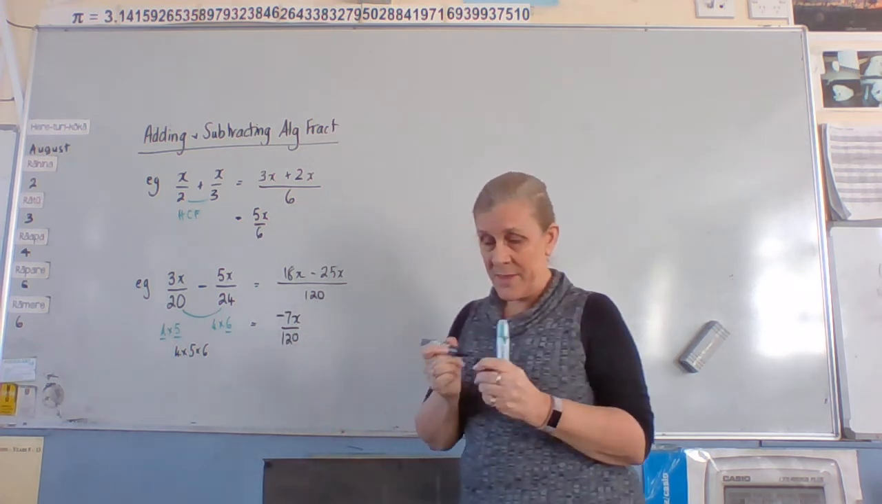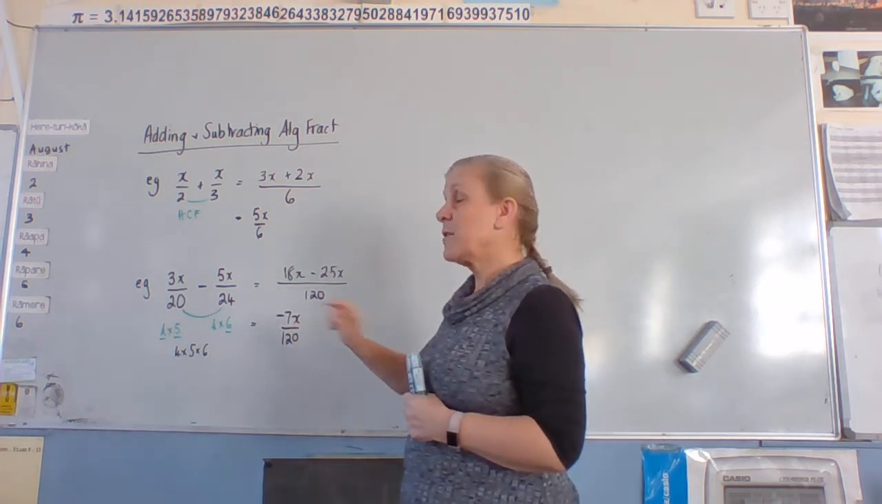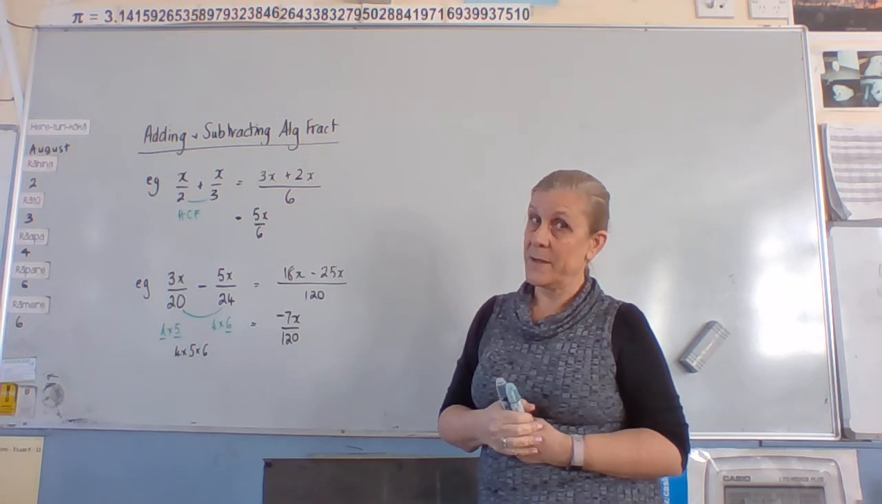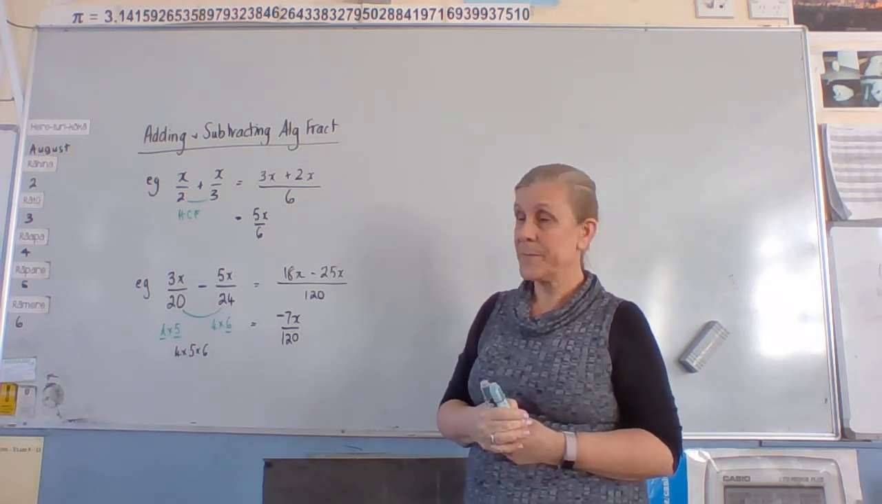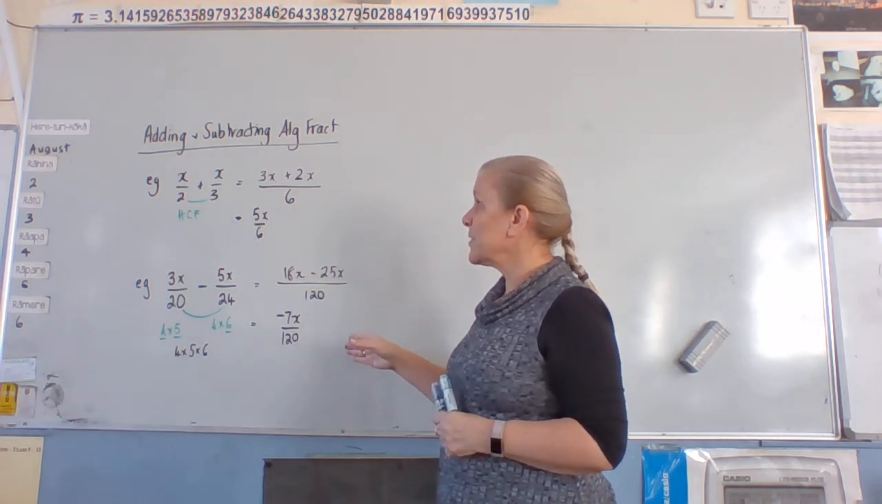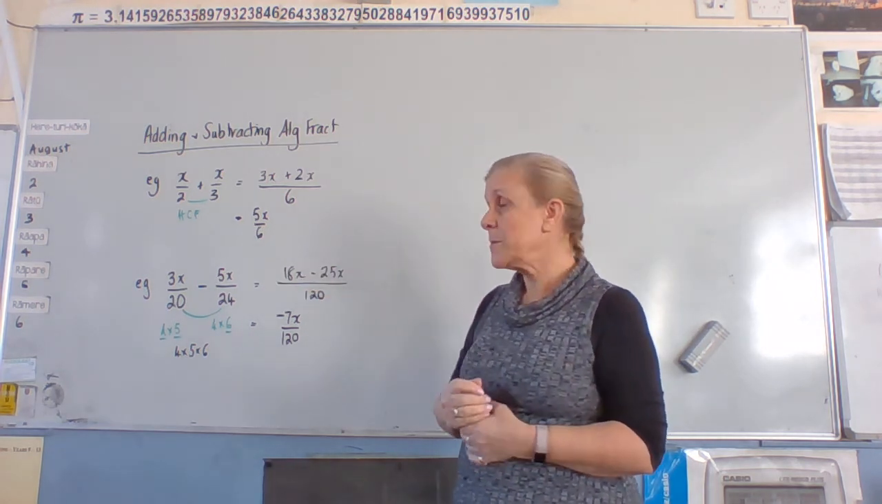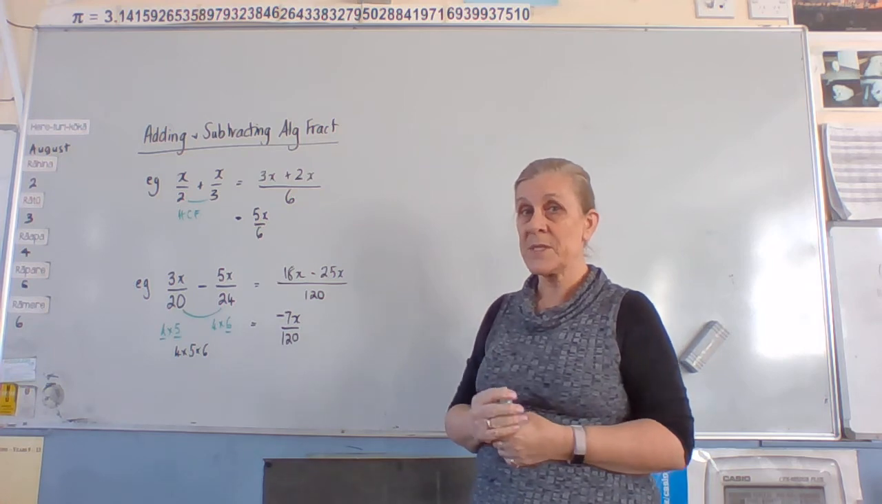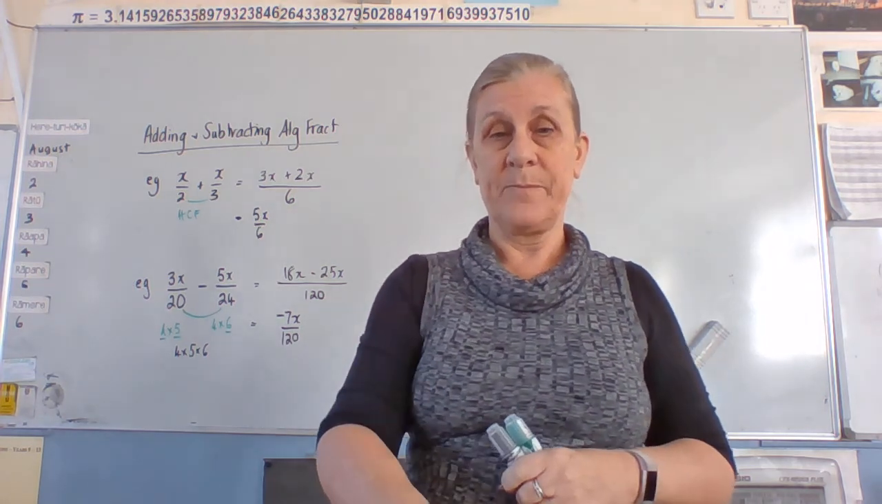Can we simplify that? No, we can't because 7 is a prime number. And if it's a prime number, we can't simplify it. All right. So we need to make sure that we're looking for that common denominator. We could have more than 2 terms. We could actually have to look at it in 3 terms. And then we simplify at the end, if we can.